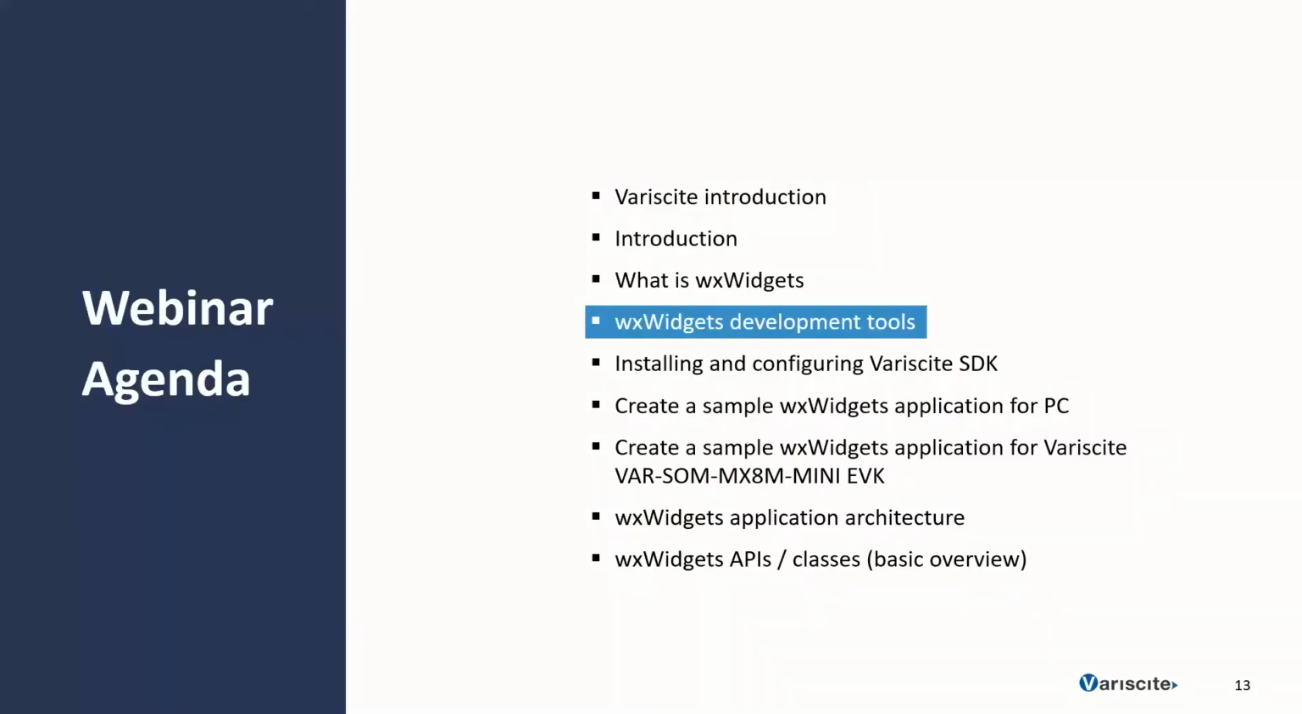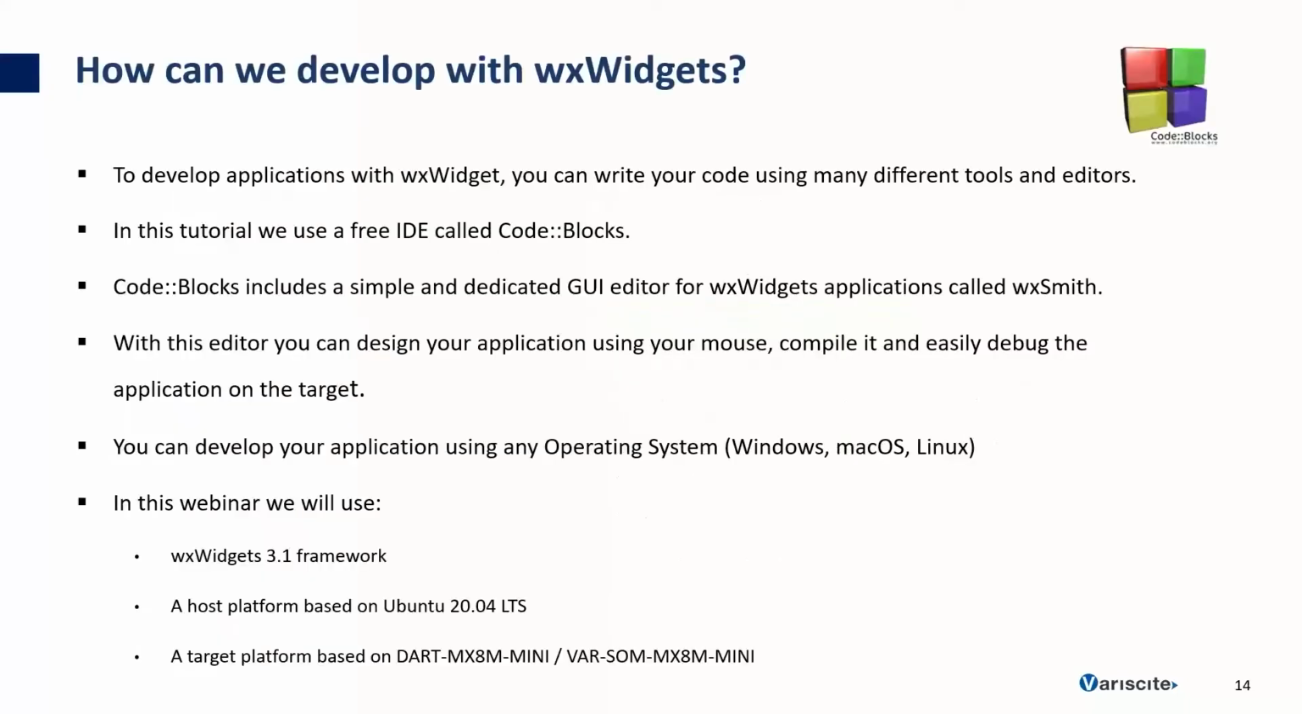Let's try to understand which development tools are available, and how we can develop wxWidgets applications. Basically, we will use an IDE, Code::Blocks. Code::Blocks includes a simple and dedicated GUI editor for wxWidgets called wxSmith. With this editor, you can design your application using the mouse, compile, and easily debug the application. You can develop your application for whatever platform you need.